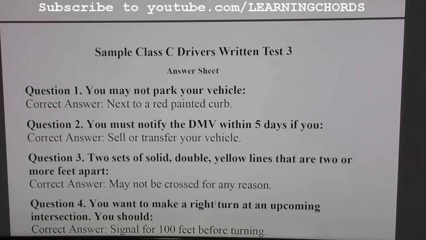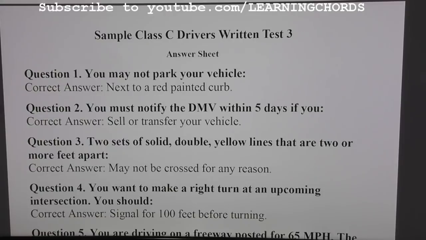You want to make a right turn at an upcoming intersection. You should signal for 100 feet before turning. Notice the pattern, the 100 feet, the 100 feet, the $1,000 damage.